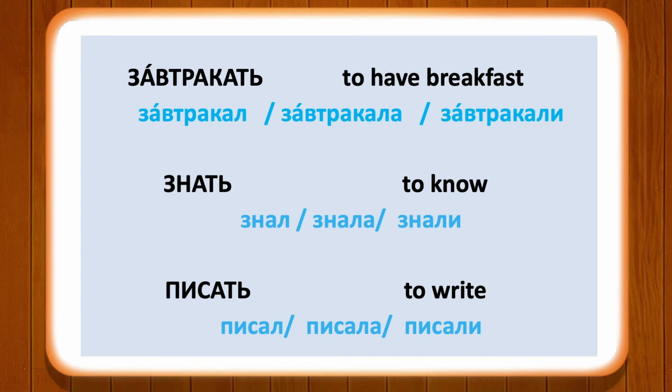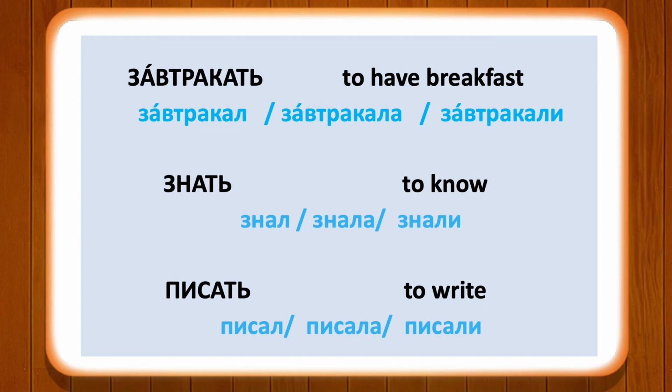Zaftrakaj means to have breakfast. The past tense form would be zaftrakal, zaftrakala, zaftrakali. For nouns of masculine gender, ya ti on zaftrakal. For nouns of feminine gender, ya ti ana zaftrakala. For plural forms, it is mi, vi ani zaftrakali.